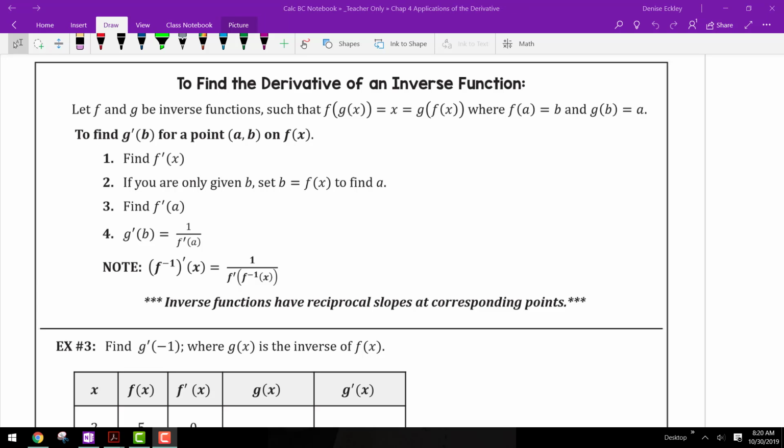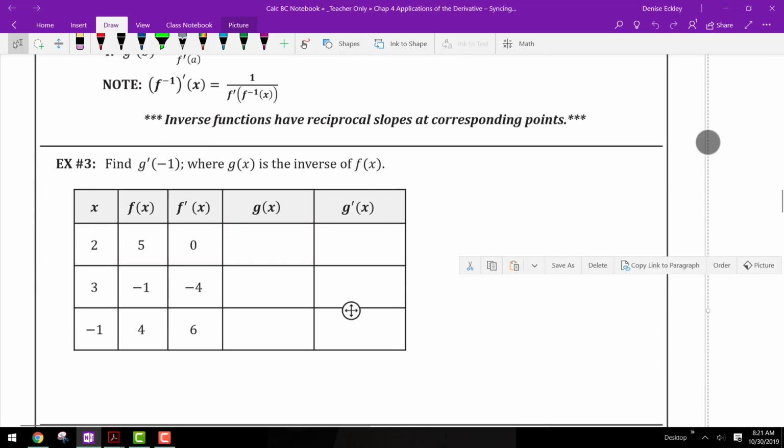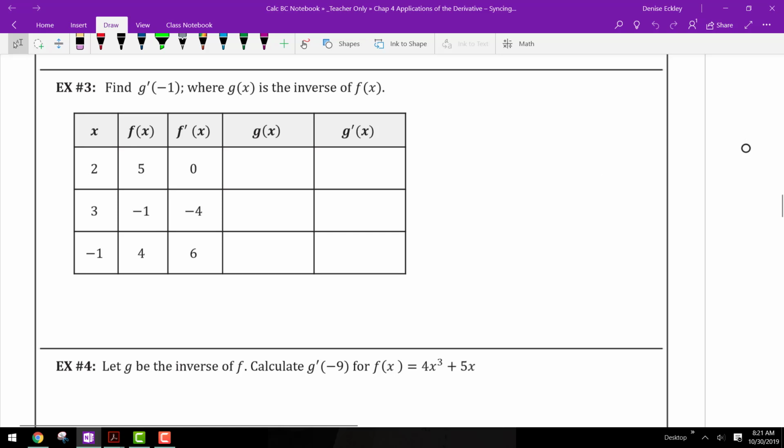If we want to find a specific point, g prime of b, for a point (a, b) on f of x, the first thing we do is we find f prime of x. And if you're only given b, which happens often, you set b equal to f of x because you need a. Then you need to find f prime of a, so your derivative is going to be 1 over f prime of a, because remember that inverses have reciprocal slopes at corresponding points. Okay, so let's go through and fill in this table as our first example.